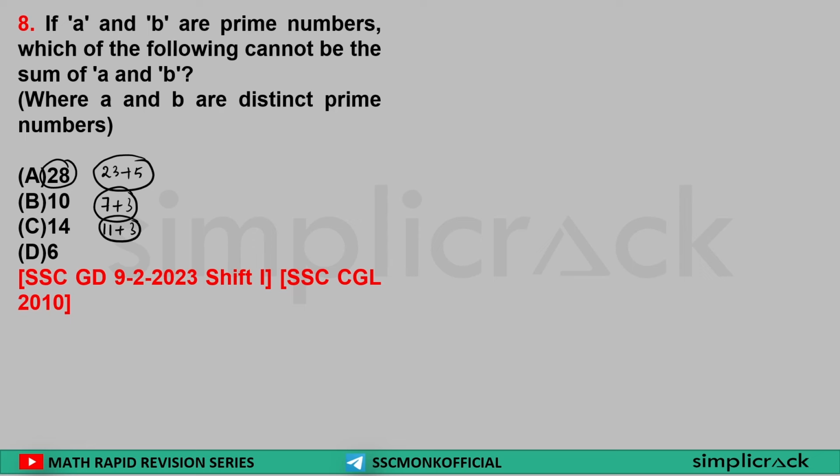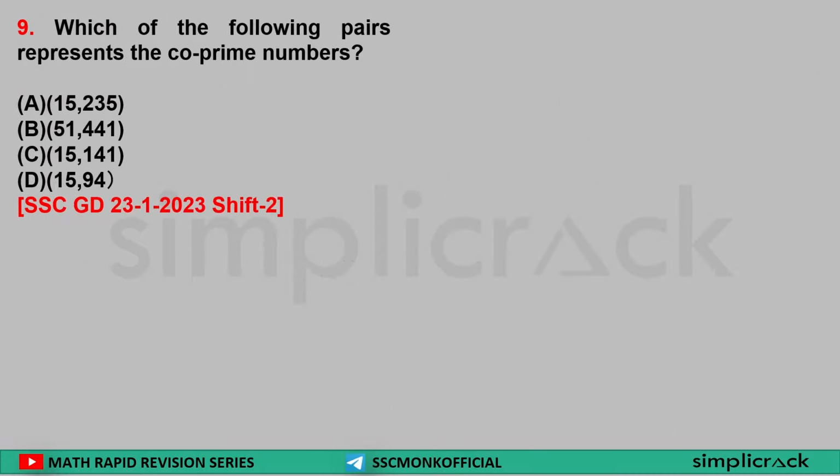But sir, 6. I can't write it anyway, because 5 plus 1 is 6, and 1 is not a prime number. 4 plus 2, not possible. 3 plus 3, not possible because it has asked about distinct prime numbers. So which of the following cannot be the sum of a and b? Option D. Clear? Next.